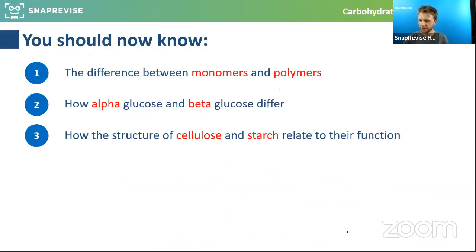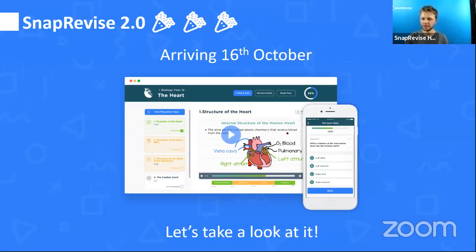Okay, so hopefully coming to the end then, you now know what I mean in terms of what a monomer is: a nice repeating subunit compared to a polymer. You know that alpha, where we've got the hydroxyl groups on the same side, differs to beta, and hopefully we know how cellulose and starch structures relate to their function, including their properties. They have key things that I need you to know.